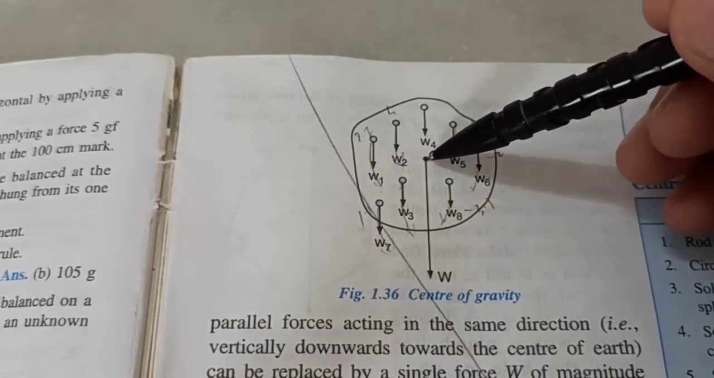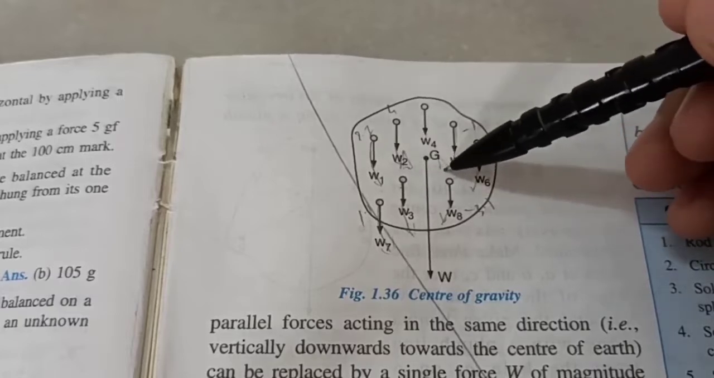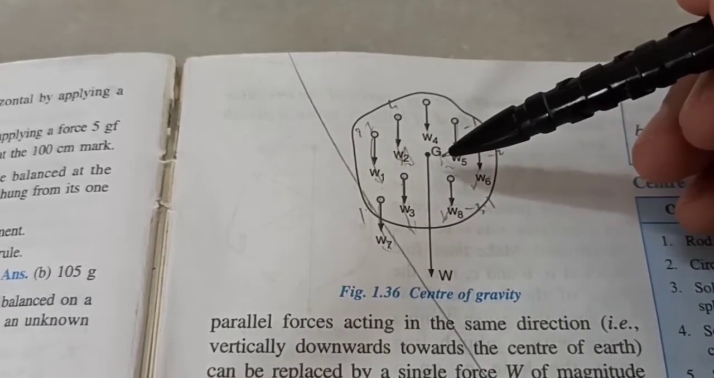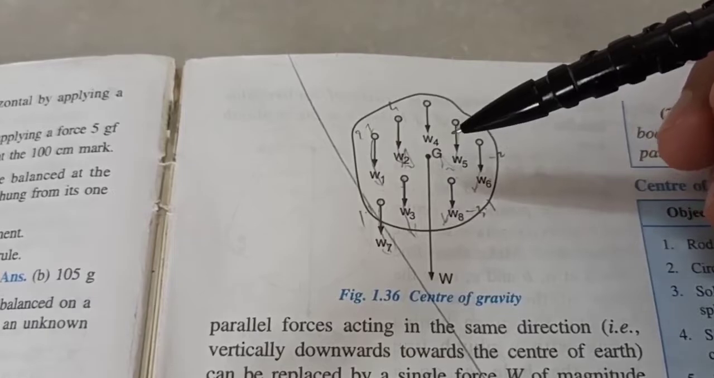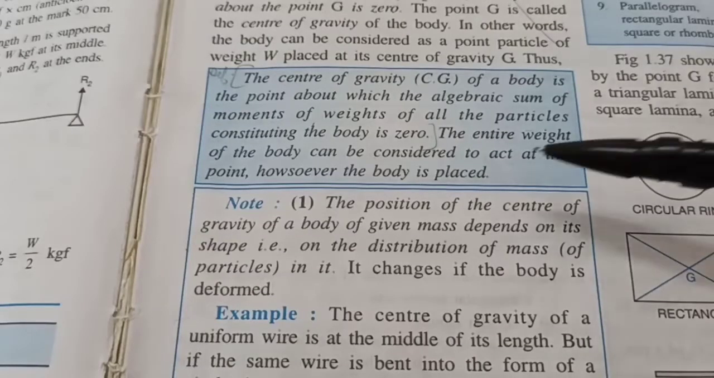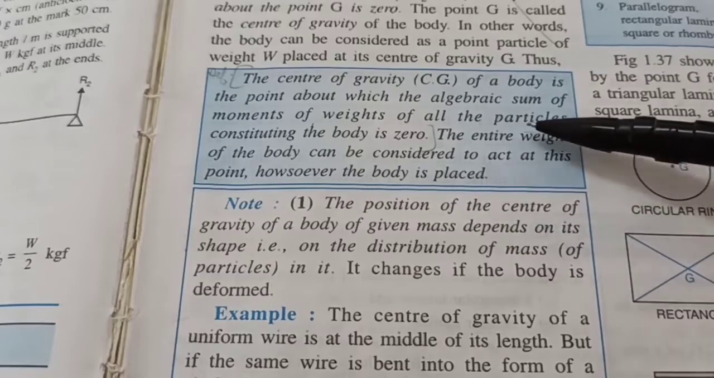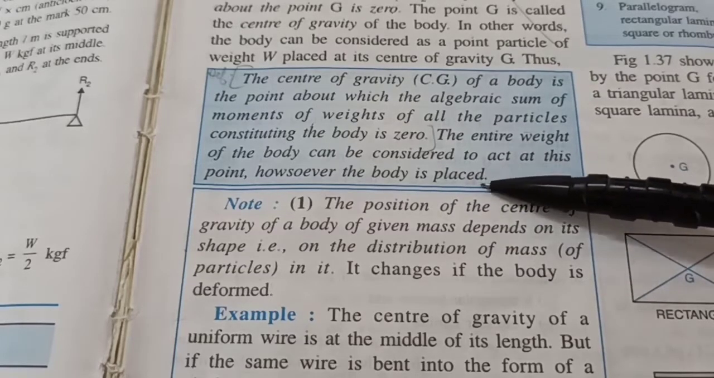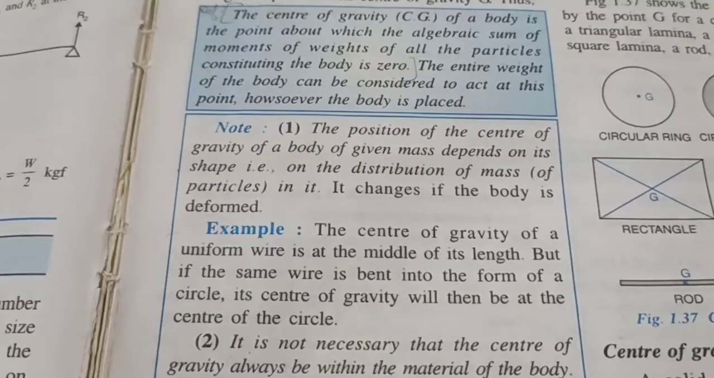If I shift the pivot even slightly to the left or right, it is no longer in equilibrium, because then the total clockwise moments will not be equal to the total anti-clockwise moments. Center of gravity of an object is the point where we can imagine the entire weight of the body to be focused. We have to remember a few points about center of gravity.